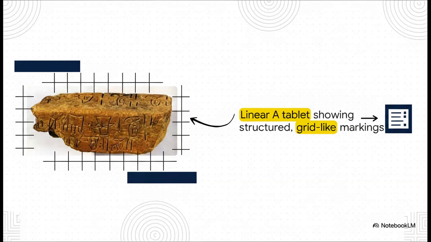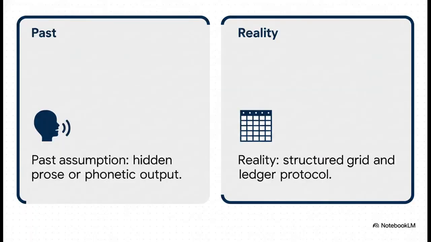I mean, notice the straight lines, the strict sections, those repeating marks. This doesn't look like a flowing story or a casual letter or some royal decree. It looks like a record. It looks like a ledger. See, for decades, researchers just assumed this was a hidden spoken language. They thought it was poetry or prose or someone simply sounding out their spoken words.